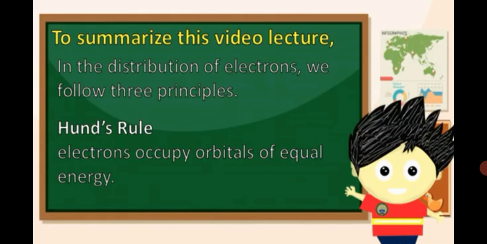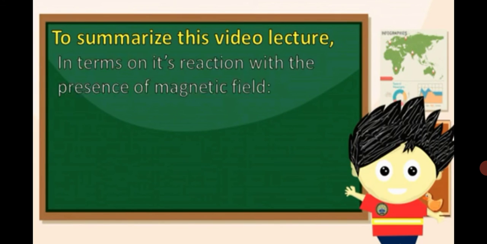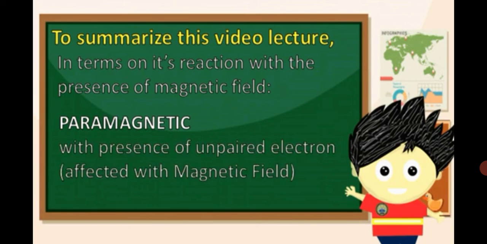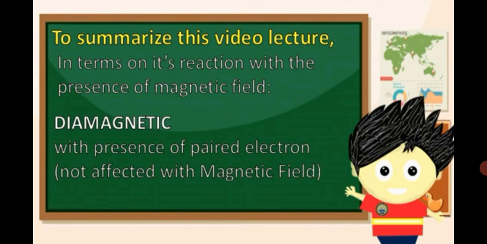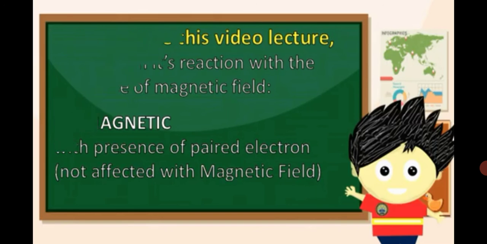Nalalaman din natin na ang pagkakaroon ng unpaired or paired electrons sa orbitals na makapagsasabi kung ang atom o element ay magiging affected sa presence ng magnetic field. Ito ay may 2 uri. Una ay ang paramagnetic, kung saan ito ay may presence ng unpaired electrons, which is it is being affected with the presence of magnetic field. Ang pangalawa naman ay tinatawag nating diamagnetic, kung saan ito ay may presence ng paired electron o ang lahat ng orbitals ay filled with paired electrons. Ito ay nangangahulugan na hindi ito affected sa presence ng magnetic field.